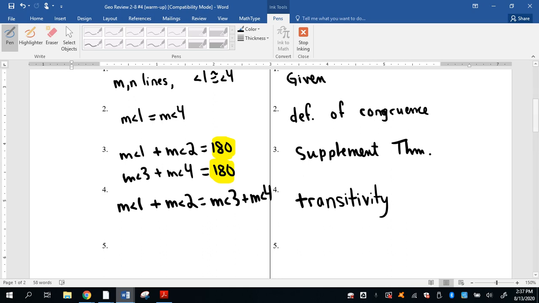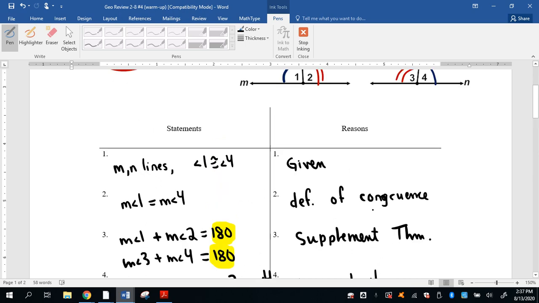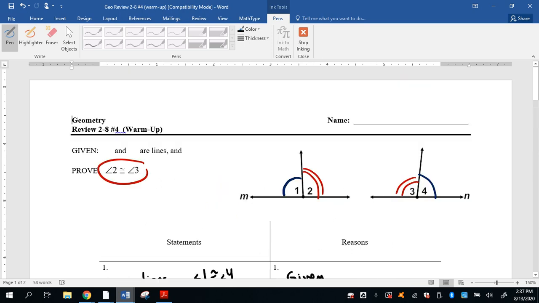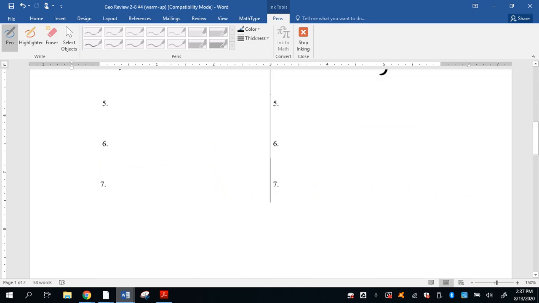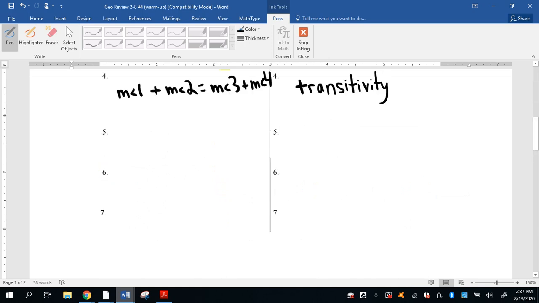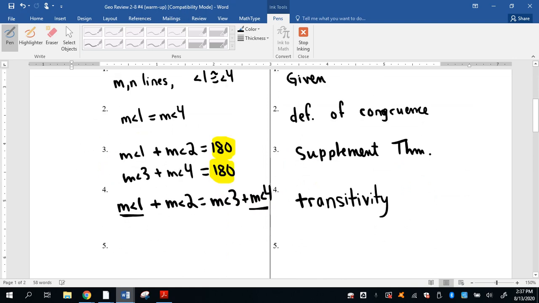Okay, for you guys who said we're going to subtract the measure, so we want to prove measure of angle 2 equals the measure of angle 3. For you guys who said we want to subtract angle 1 and angle 4 from both sides, fabulous. We have already established that they are equal to each other. So we're going to use the subtraction property of equality.